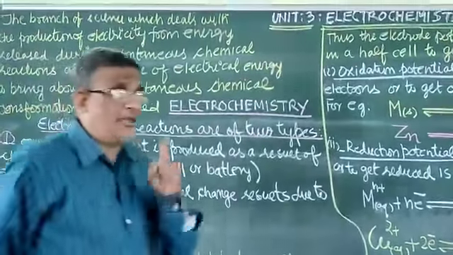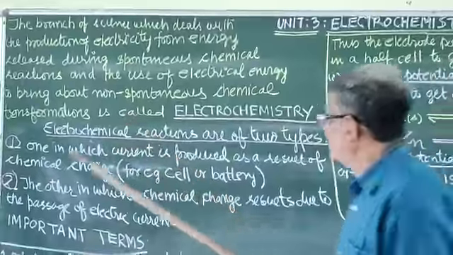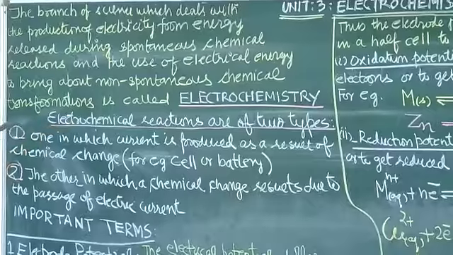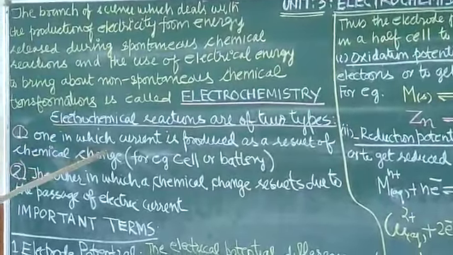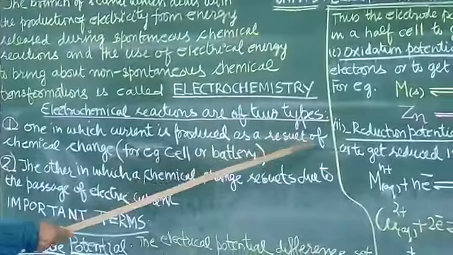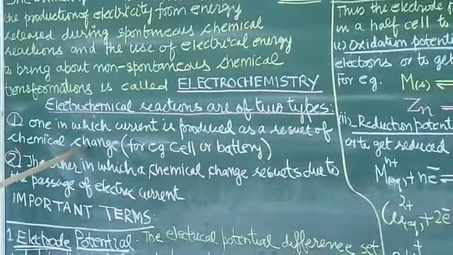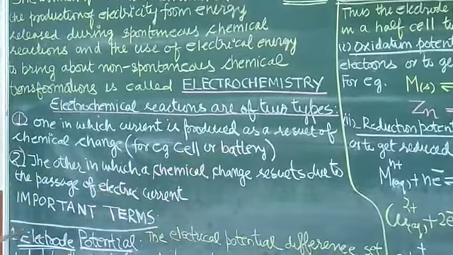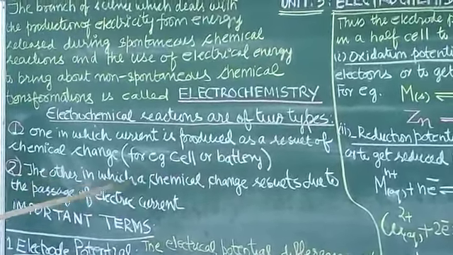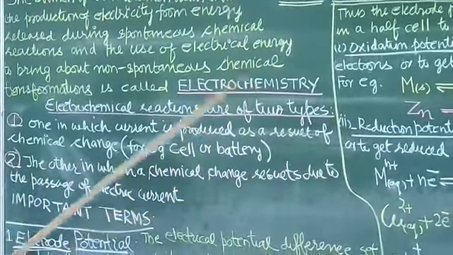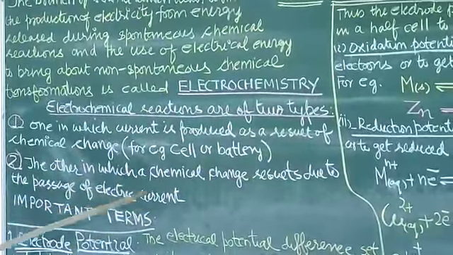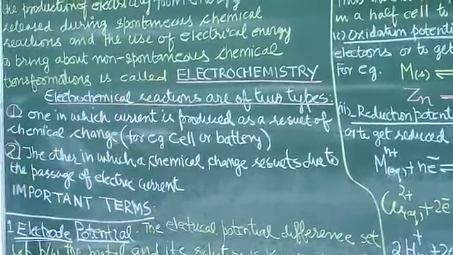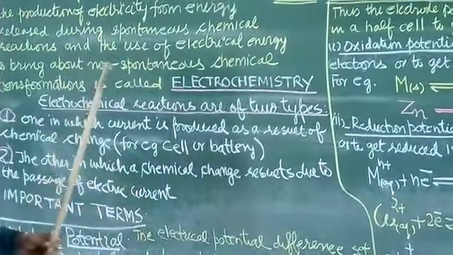Remember, electrochemical reactions are of two types. Number one, in which current is produced as a result of chemical change, and this is an example of a cell or battery. Number two, the other in which a chemical change results due to the passage of electric current. So these are the two types of electrochemical reactions.